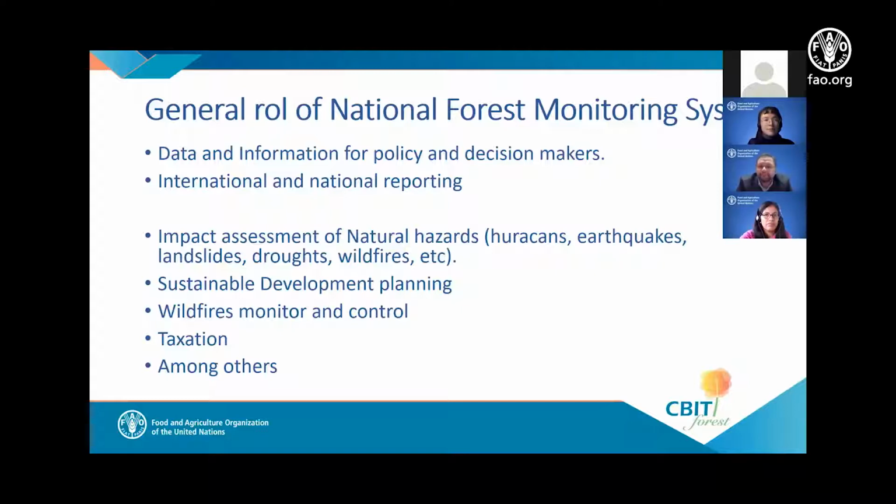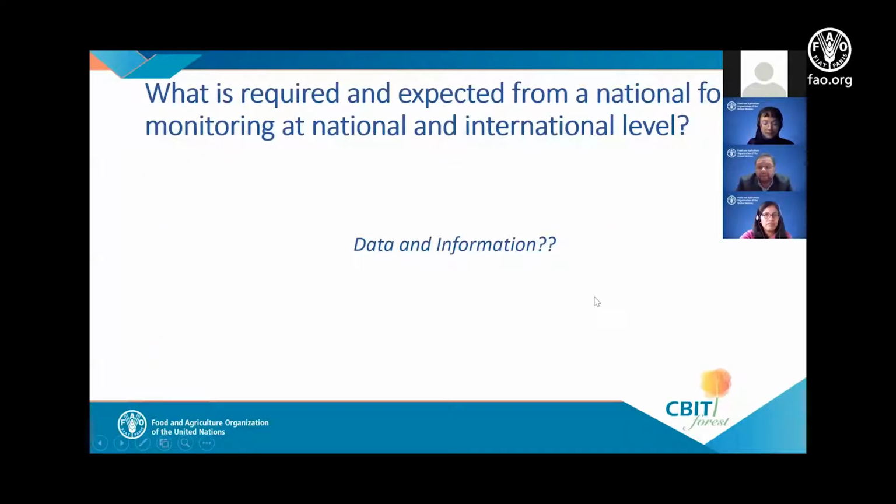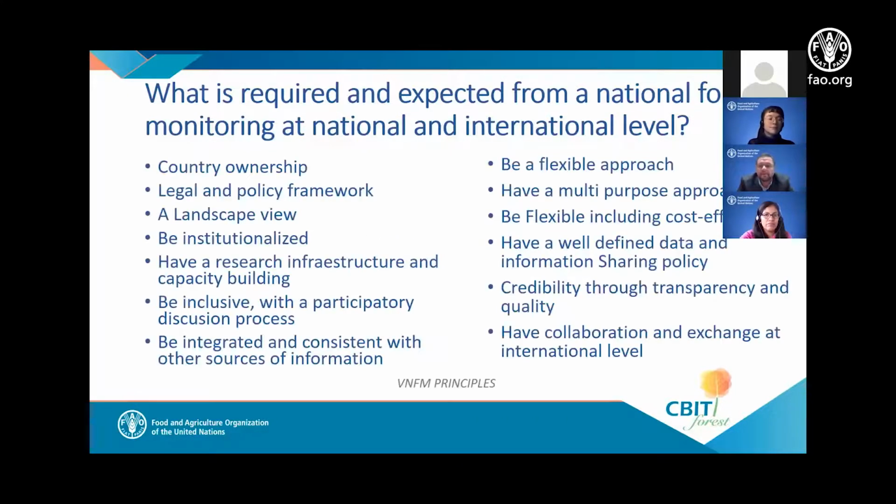When we talk about national forest monitoring systems, sometimes comes a tricky question, that is, what is required and expected at national and international level for a national forest monitoring system? Of course, normally, people think that when we promote a national forest monitoring system, we should focus on reliable and transparent data and information. Of course, at the end is what is expected. However, in order to be able to have this, we should expect from a national forest monitoring system to have in place country ownership, countries need to be able to deal with all the process and not depend on external parties to carry it out. Have to have a legal and policy framework. For sure, it is really important. We need to have well-defined what we want to have and how it can be implemented.